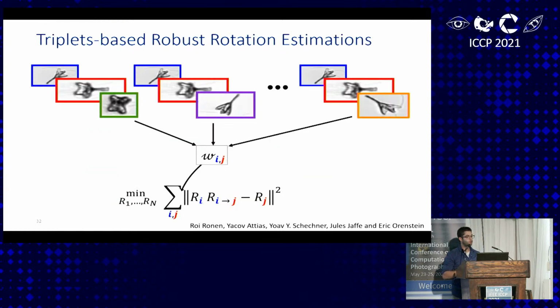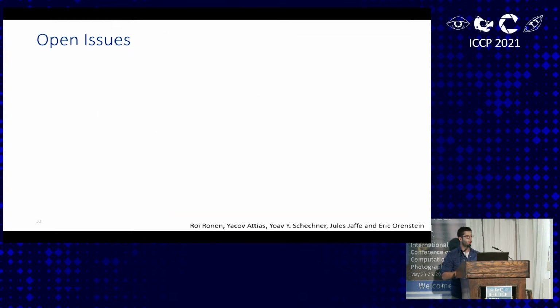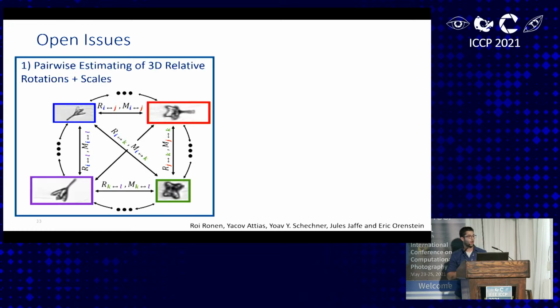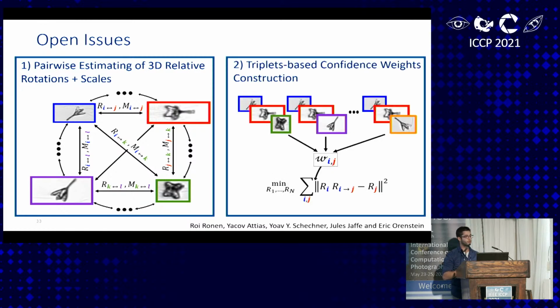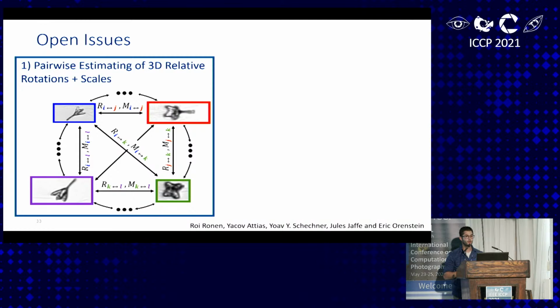To overcome errors caused by non-rigid deformations, we construct confident weights for a more robust rotation estimation. The weights rely on triplets of images instead of pairs. The ij weight represents the probability that the 3D relative rotation R_I→J was estimated well. Two open issues remain: how we estimate the 3D relative rotation and scales, and how we construct the confident weights based on triplets of images. Let's begin with the first.